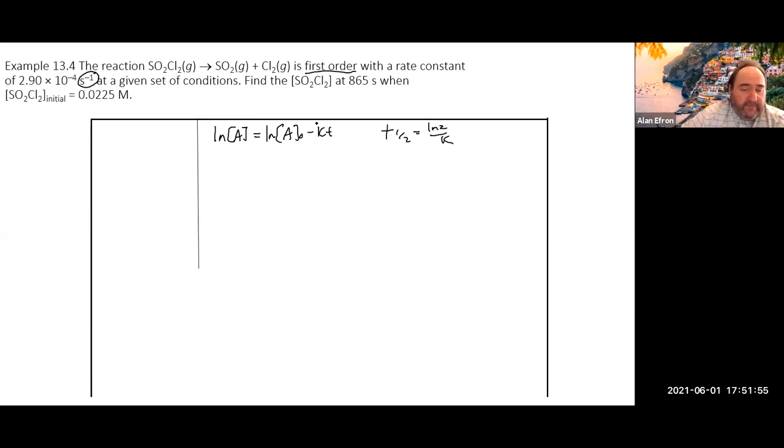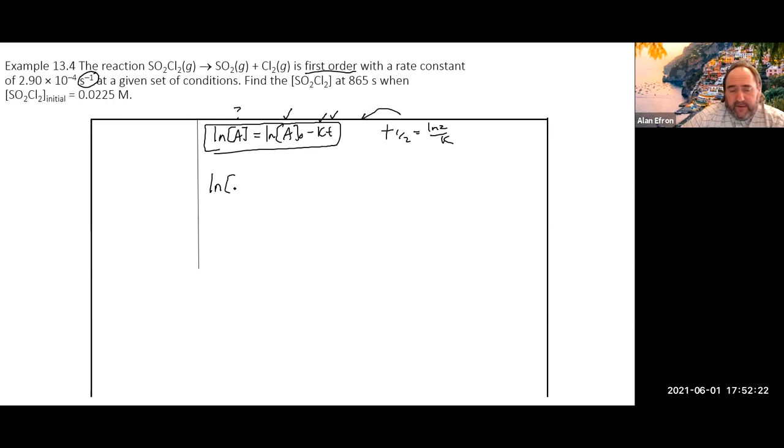So we do have the rate constant given to us. We do have the time given to us, which is 865 seconds. We do have our initial concentration given to us, and we are looking for our final concentration. So really, in this case, we just need this equation. Sometimes you do need to use them both together, but in this particular case, we do not. We're good to go. We can put everything in there.